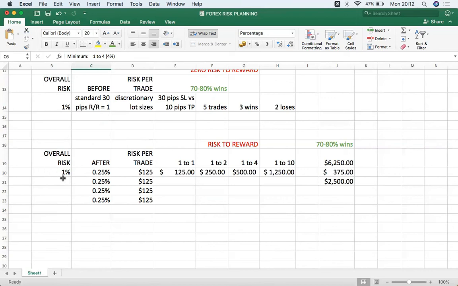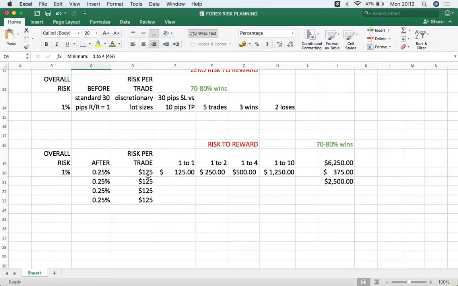So usually I trade 4 trades in a day. That would be me risking 0.25% per trade. So you can see 0.25, 0.25, 0.25. These are 4 trades. And what I'm actually risking now per trade is $125.